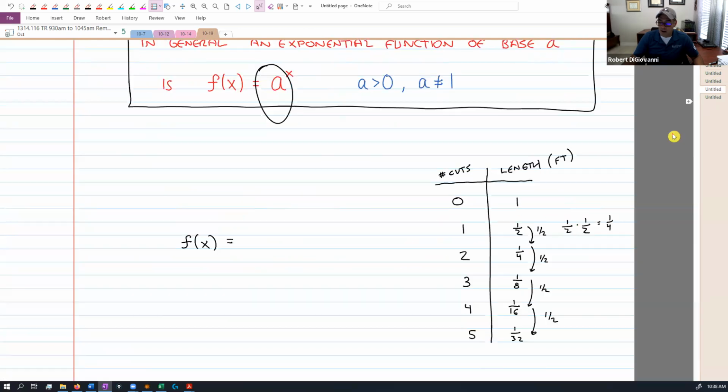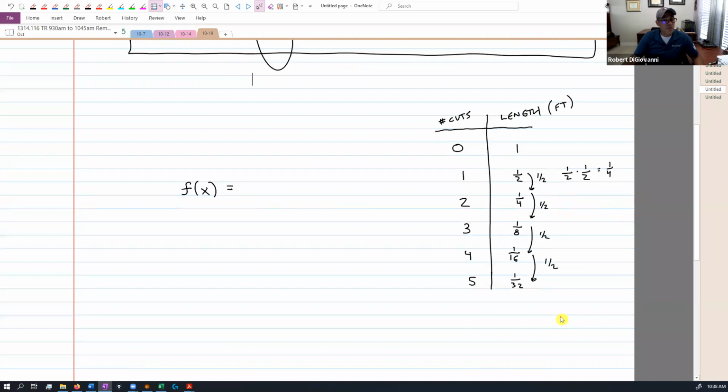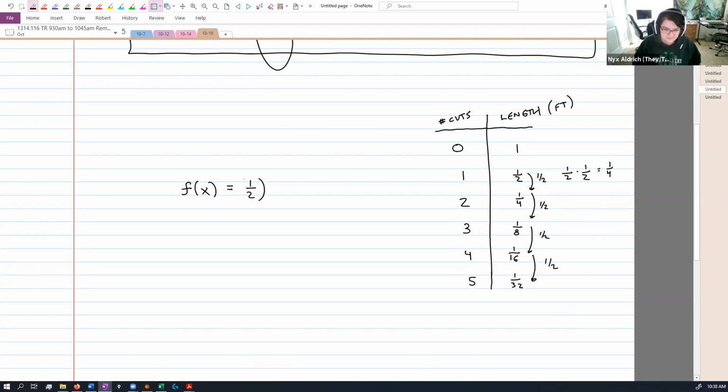So here we are multiplying by a half each time. So it seems like it should be what? The A should be a half, right? 1/2. So 1/2 to the X. Let's try it. Just try it on your calculator.